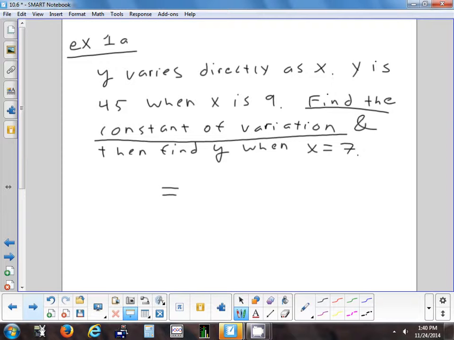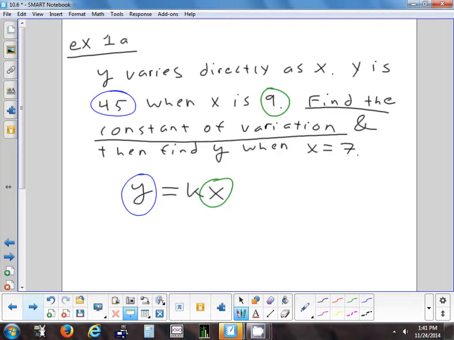Y equals kx. Do they give me a value for y here? Yes. What is it? 45. Where's that going to get plugged in? Where the y is. Good. Guys, this is example 1A, which you do have on your notes. Do they give me a value for x? Yep, 9. Where's that going to go? Where the x is. So that gets plugged in for x.